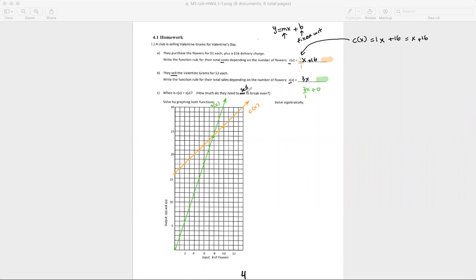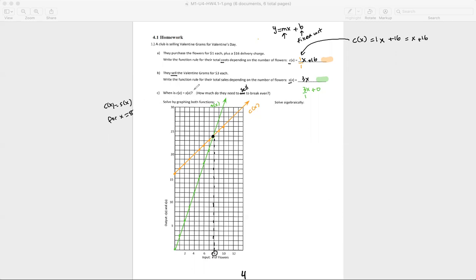And then the question says, when are they equal? Well, they're equal right here. Which value does this correspond to? If you just project vertically down onto the x-axis, it corresponds to 8 flowers, right? So the answer would be: C of x is equal to S of x for x equals 8.